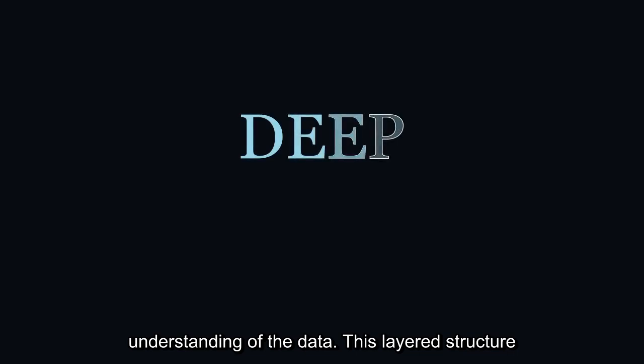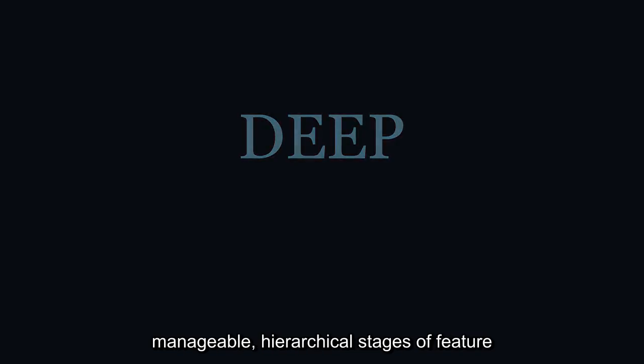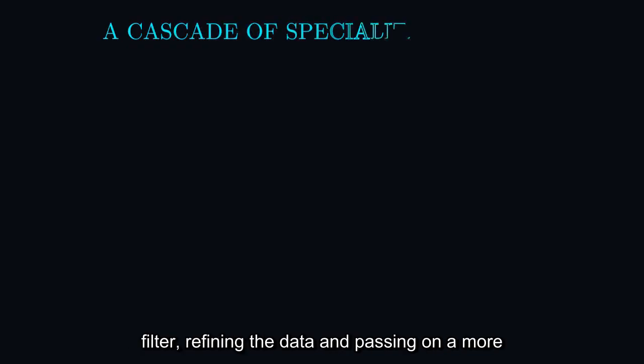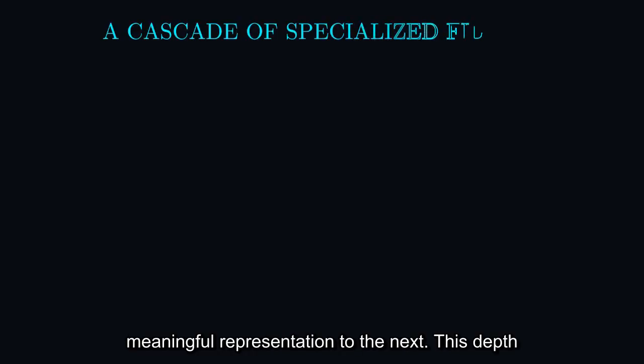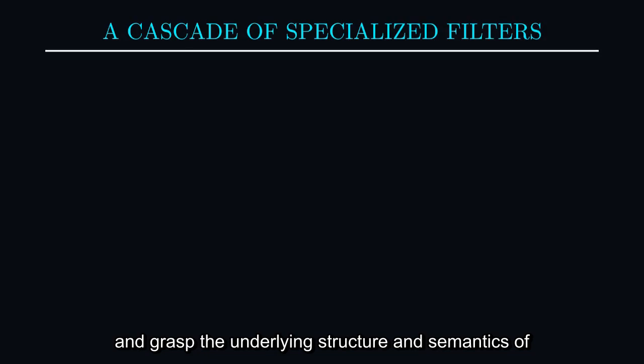This layered structure empowers deep learning models to tackle problems of immense complexity by breaking them down into manageable, hierarchical stages of feature extraction. The power of deep learning, therefore, lies in its capacity to build sophisticated representations through a cascade of transformations. Each layer acts as a specialized filter, refining the data and passing on a more meaningful representation to the next. This depth allows the model to move beyond simple correlations and grasp the underlying structure and semantics of the information it processes.